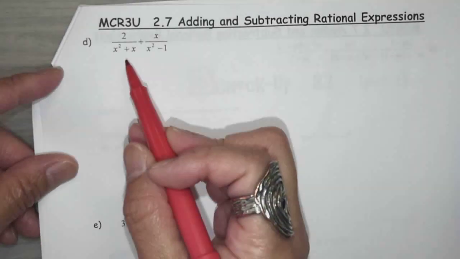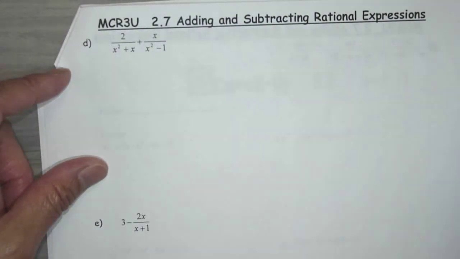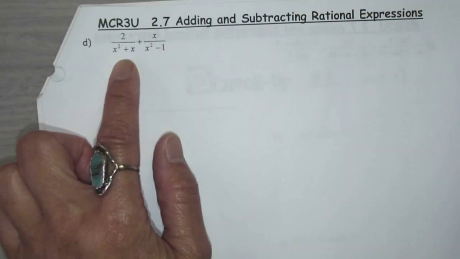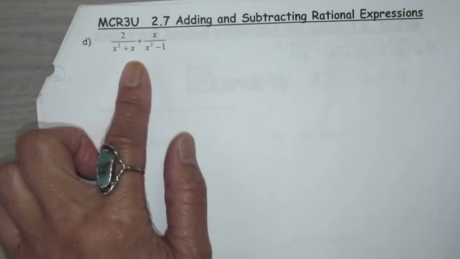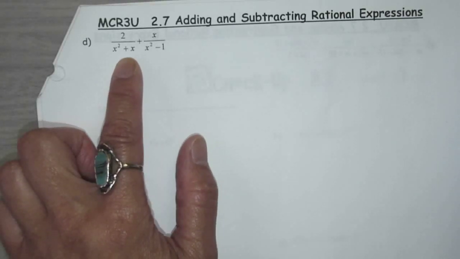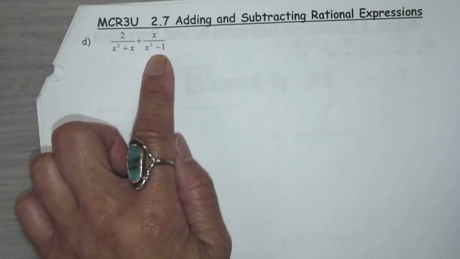First step is factor where possible. On the other page, the ones we did before this, there was nothing to factor. But here, right away, you should say, whoa, x squared plus x, I see common factor x, right? Should be screaming at you. What do you see here?